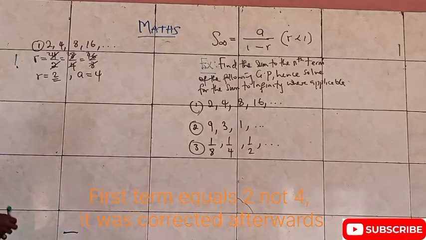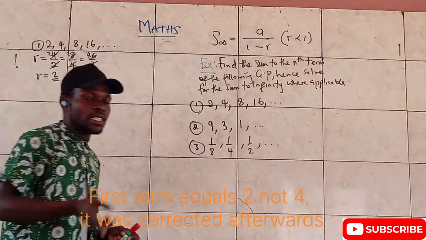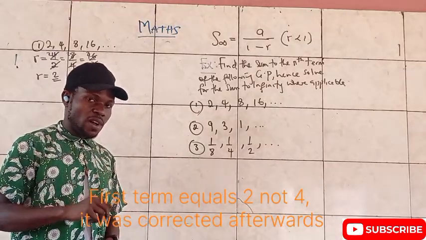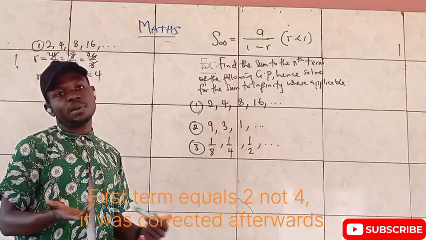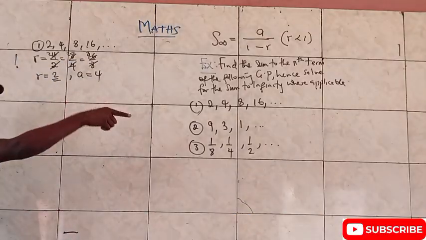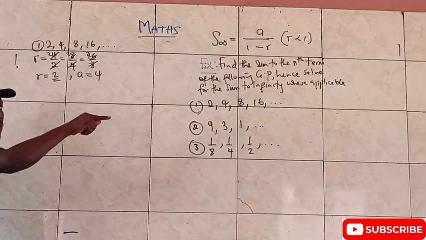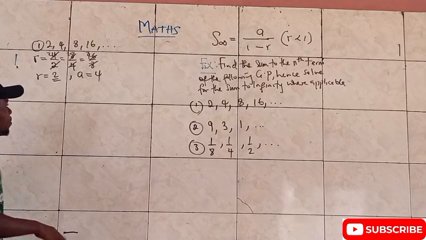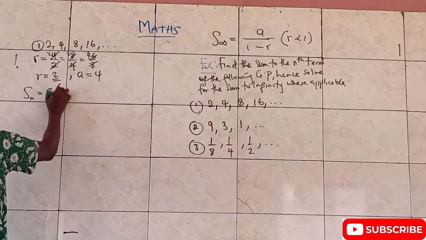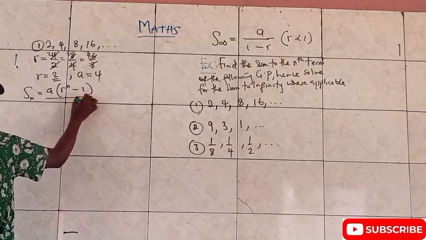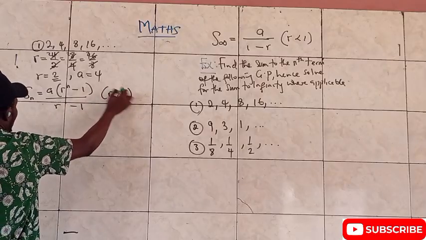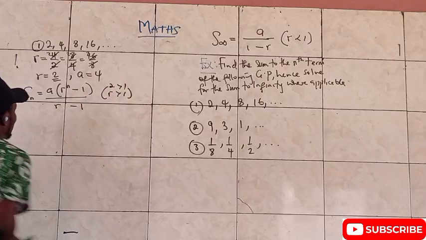Now having 2, which of the formulas is applicable? Is it the one I wrote first, Sn equals a in brackets r raised to the power n minus 1 over r minus 1, or the second? Which of those is applicable? Definitely the first one, because our common ratio is greater than 1. Our common ratio is 2, which is greater than 1. Any other formula is not applicable. So we use Sn equals a in brackets r raised to the power n minus 1 over r minus 1, and we're using this because r is greater than 1, that is, 2 is greater than 1.